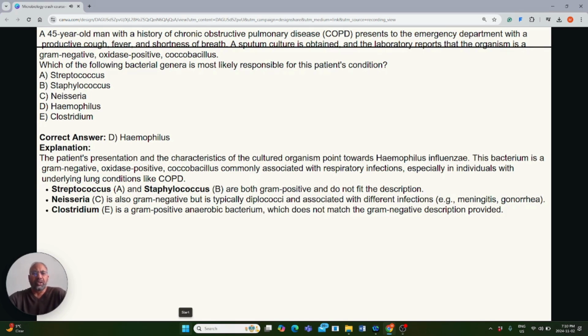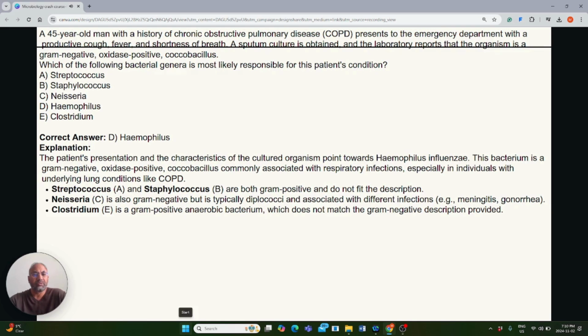So what is this condition now? Here, the man has a history of COPD and presents with a productive cough, fever, and shortness of breath. What does this indicate? This indicates a lower respiratory tract infection, also known as LRTI. The sputum culture is already showing a gram-negative oxidase positive Coccobacillus. So we already have it as a gram-negative organism.